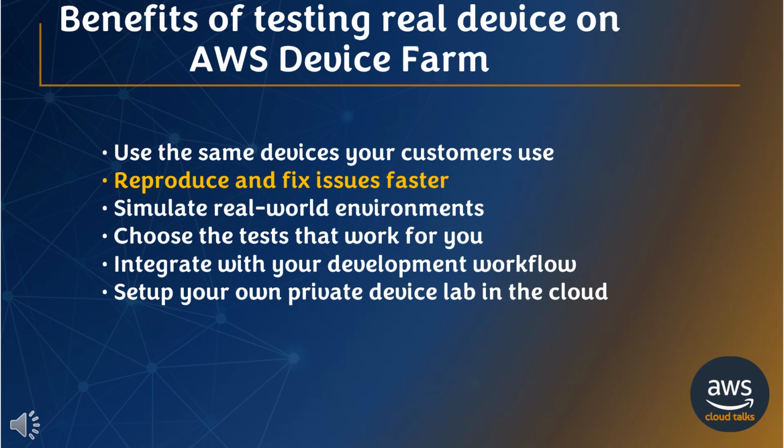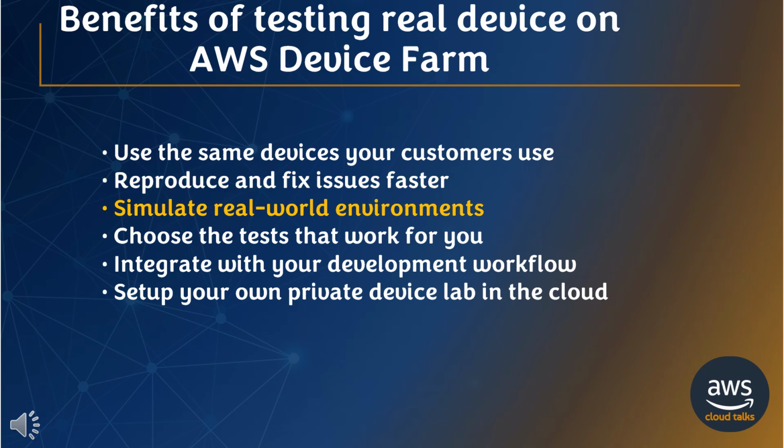Reproduce and fix issues faster. You can manually reproduce issues and run automated tests in parallel. AWS collects videos, logs, and performance data so you can dive deep and solve problems quickly. For automated tests, AWS will identify and group issues so you can focus on the most important problems first.